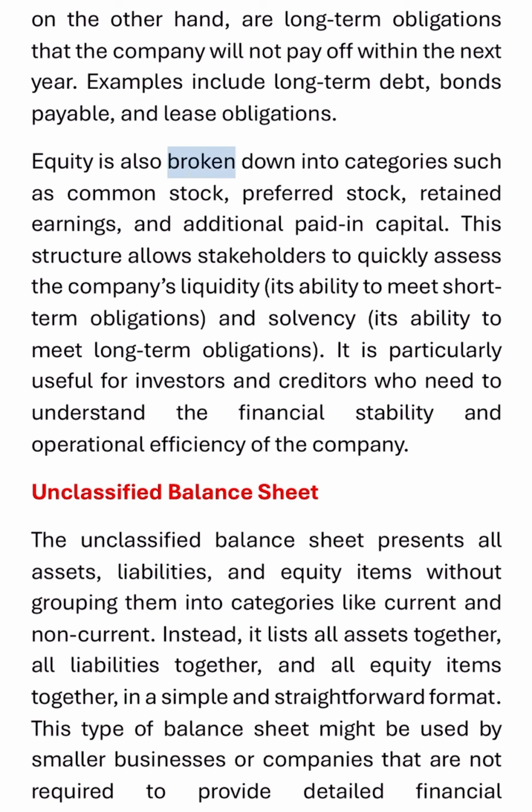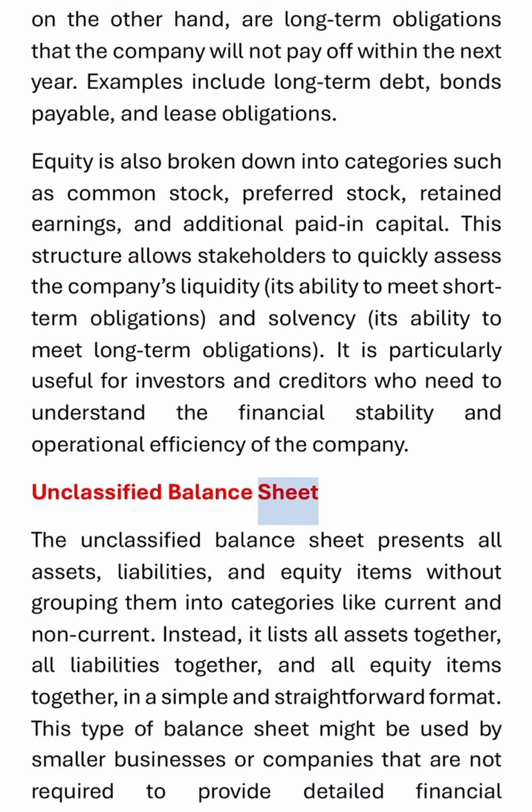Equity is also broken down into categories such as common stock, preferred stock, retained earnings, and additional paid-in capital. This structure allows stakeholders to quickly assess the company's liquidity, its ability to meet short-term obligations, and solvency, its ability to meet long-term obligations. It is particularly useful for investors and creditors who need to understand the financial stability and operational efficiency of the company.